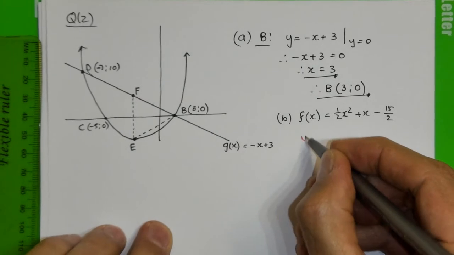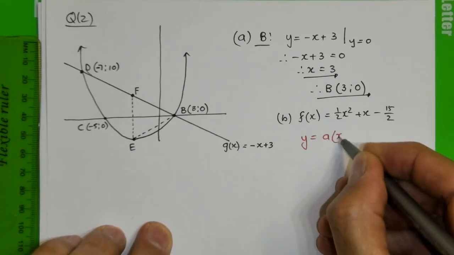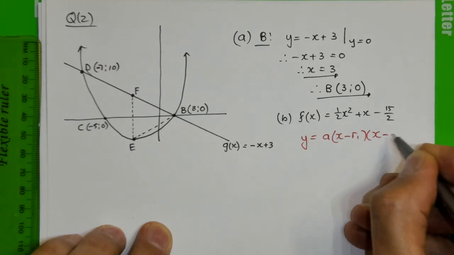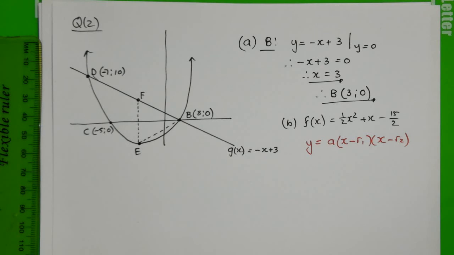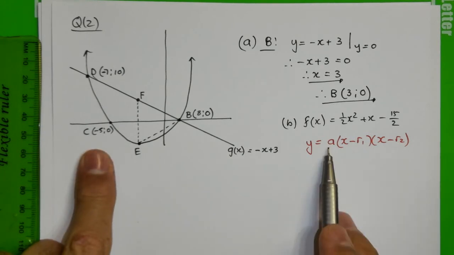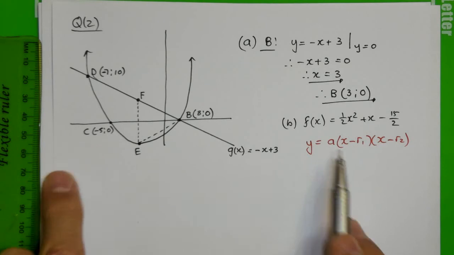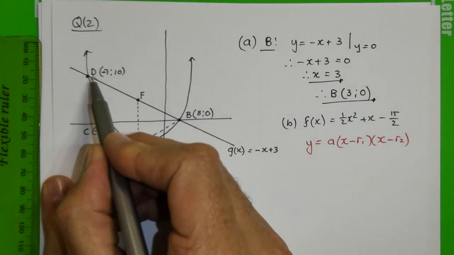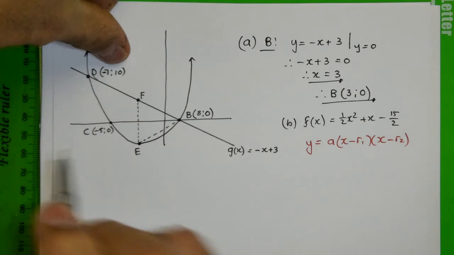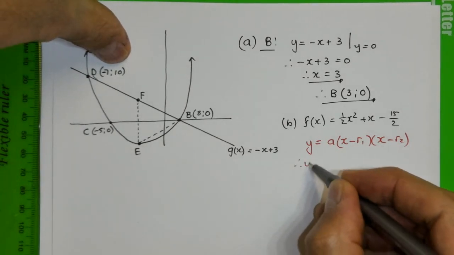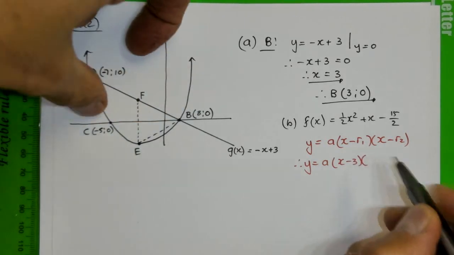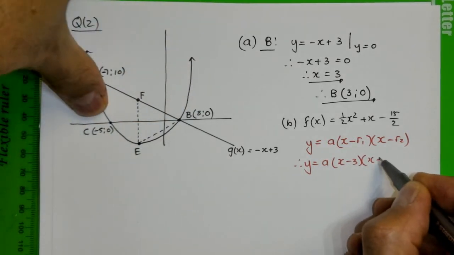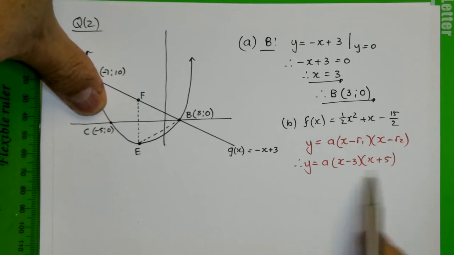So you have to start with y is a times x minus root 1, x minus root 2. That is what you had to see. So you need one more point. You've got the 2 roots and you need another point to find the value of a. But that's why they gave you D. Okay, so let's go straight away and plug in the roots first. So y will be equal to a, x minus 3, x minus 5 is x plus 5. Don't make a stupid mistake with a sign. You can't afford to lose those marks.